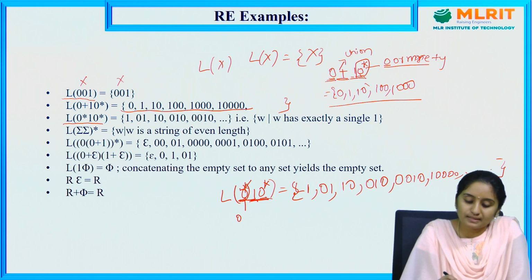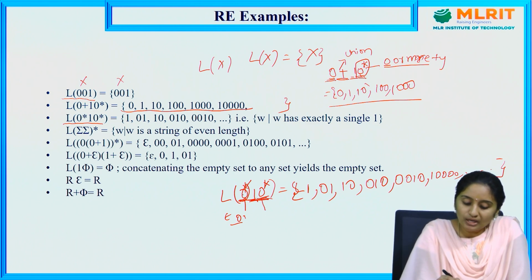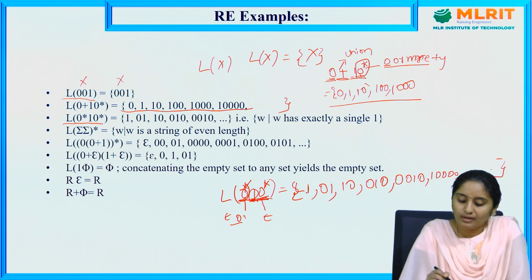The star I am having is nothing but I can read this input symbol 0 times or more times. 0 times is nothing but epsilon. Here also I have 0 or more times. Initially these two I am considering as epsilon, so only the 1 I have read. The next time I am considering only these two symbols, so nothing but 0 1.